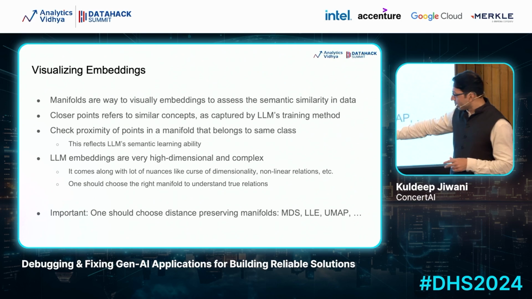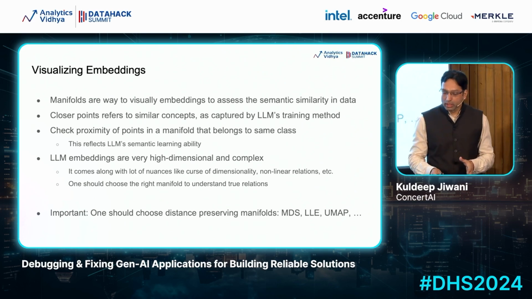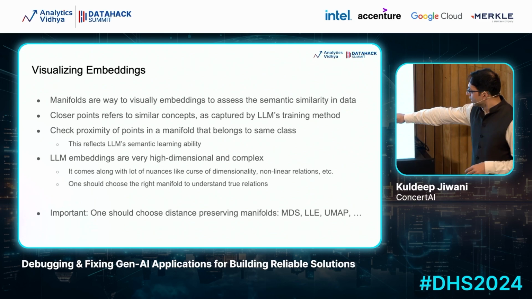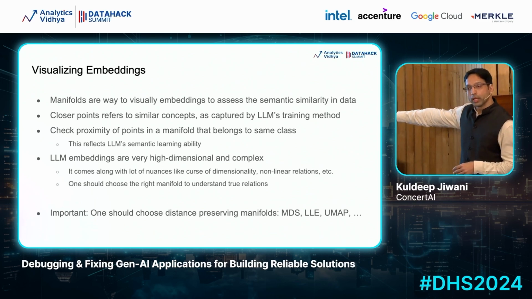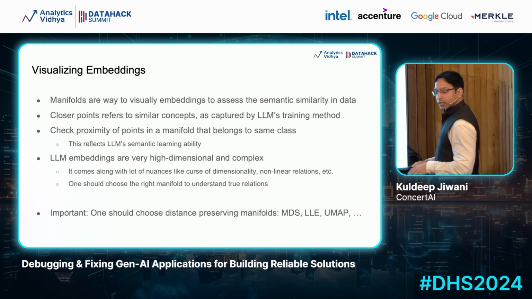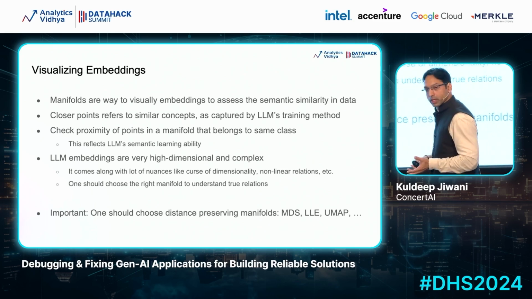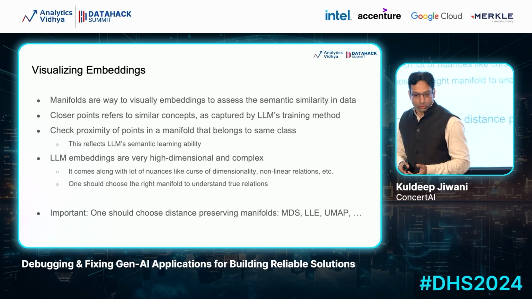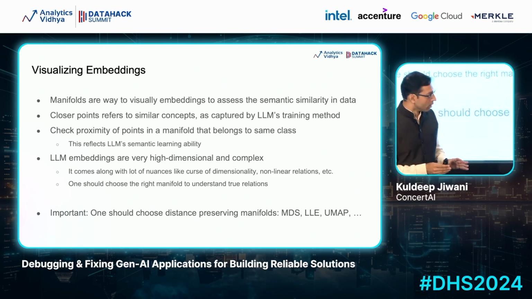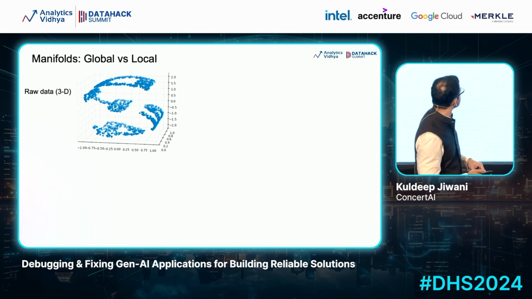When you Google, look for this word: is the manifold distance preserving? For example, names like MDS, multi-dimensional scaling, LLE, locally linear embedding, and UMAP, right? All these are distance-preserving manifolds. That means if the points were far apart in high dimensions, they are still far apart in 2 dimensions. If they're close, they're close here now. So at least the picture is not distorted. What you see is close to reality. It may not be perfect, but it's close.